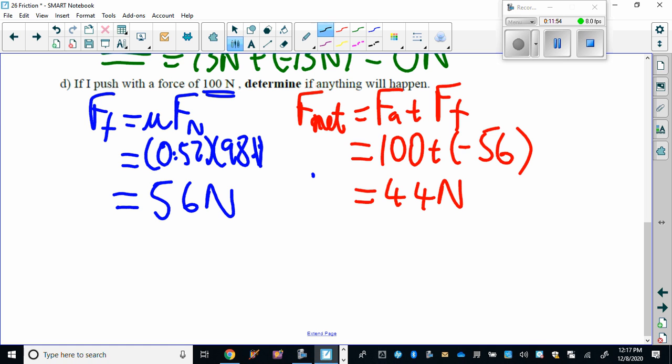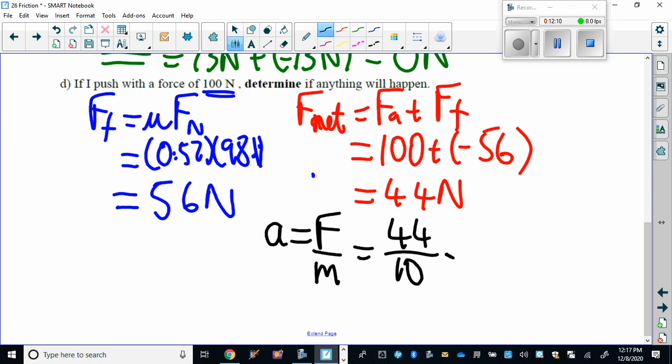To be more specific and to explain it better, we should find the acceleration. The acceleration is going to be 44 newtons divided by the mass, which is 10, giving 4.4 meters per second per second. So the object will accelerate at 4.4 meters per second squared.